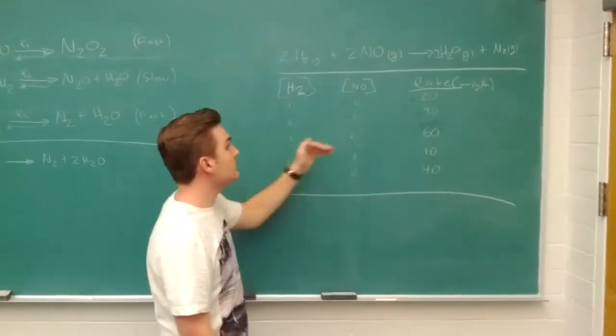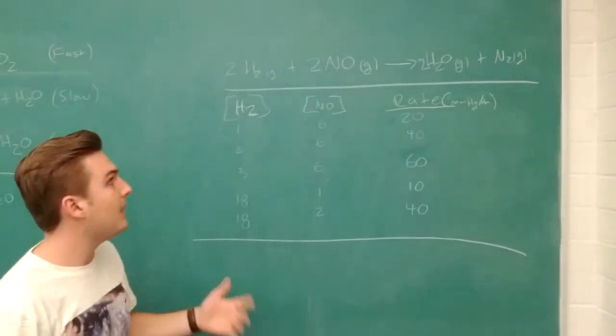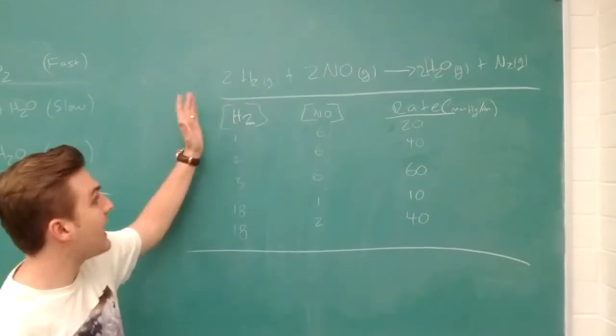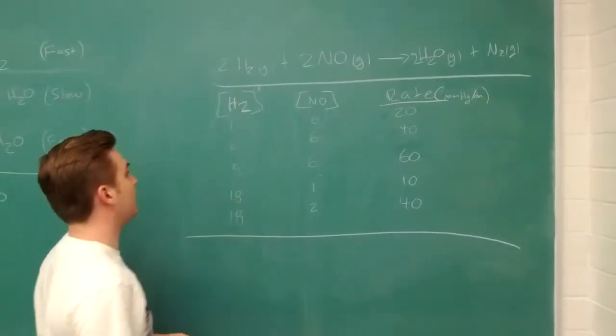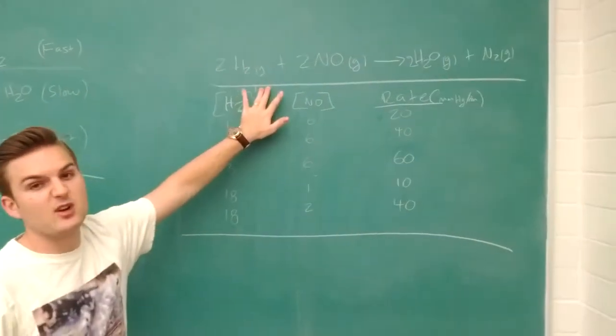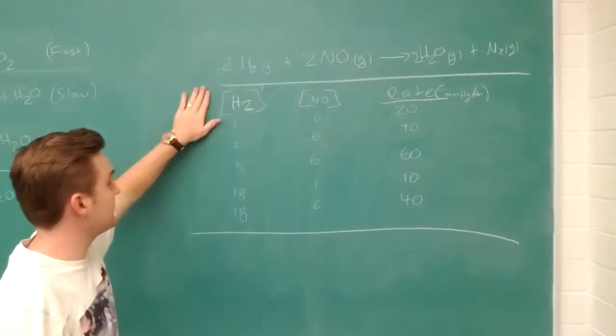So that is a 1-to-1 ratio. When this doubled, all this did was double as well. So that means that my order for H2 specifically should just be 1, so an exponent of 1. And oftentimes we don't write that 1. It's just assumed if you don't have anything else. Okay, so we know what this is going to be for H2.